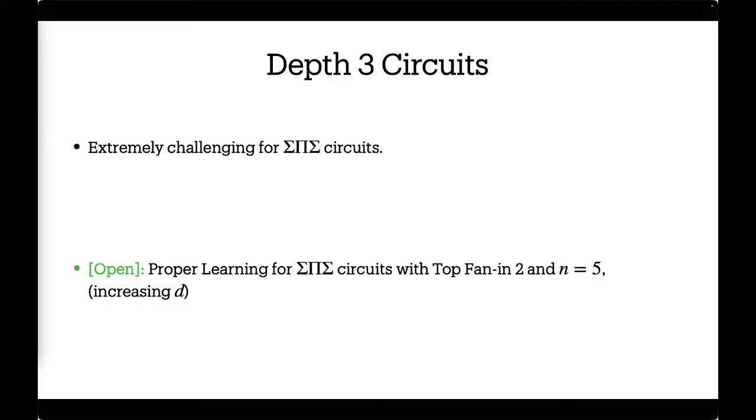But once you move to depth 3 circuits, it becomes extremely challenging for sigma pi sigma circuits, challenging enough that here's an open problem: take just a depth 3 circuit with top fan-in 2, and let's say we fix the number of variables to 5 while the degree is increasing. Give me a proper learning algorithm. When I say proper learning, I mean the output depth 3 circuit's top fan-in is also 2. We don't know how to do it. A simple small circuit, and we don't know how to do proper learning for it.